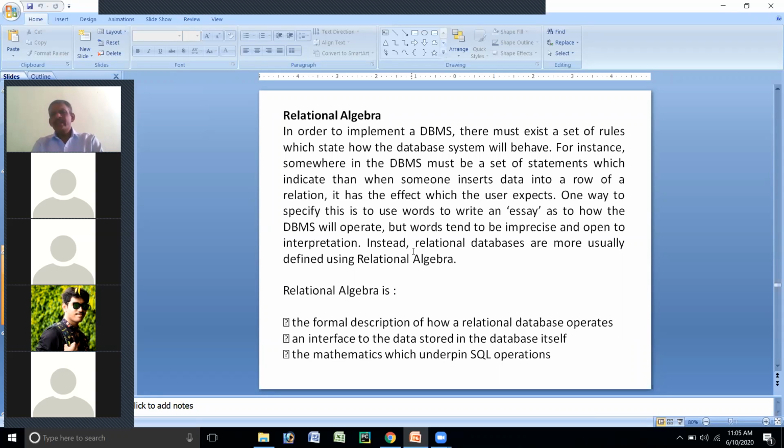It means, in the example, it is stated that when someone adds data into a row of a relation, this has the effect which the user expects. Correct? The user is expecting something. One way to specify this is to use words to write an essay on how the DBMS will operate. How the DBMS operates, that you have to decide with the help of the set of rules which governs our DBMS systems.